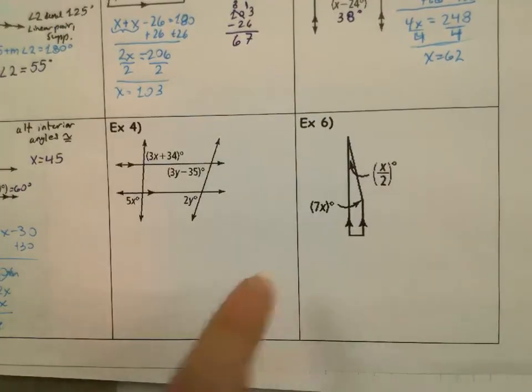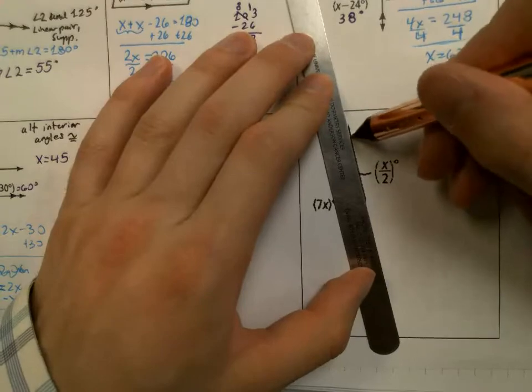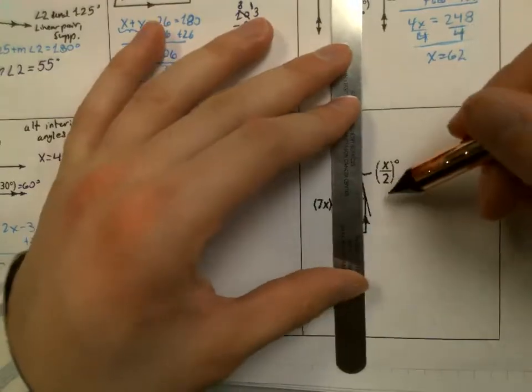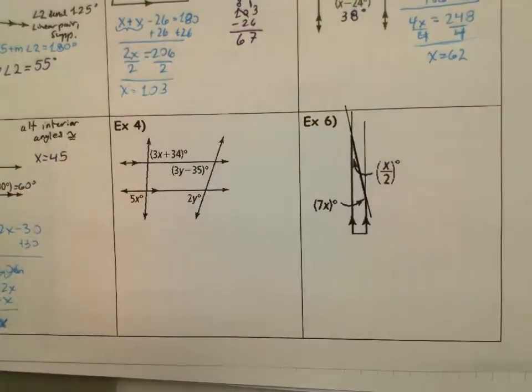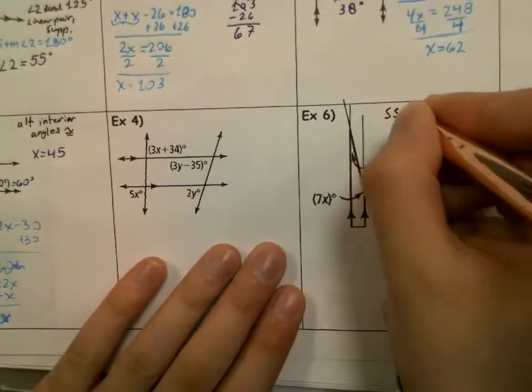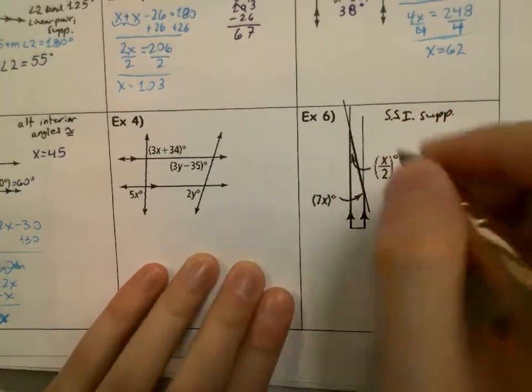Now, number 6, we have 2 parallel lines here, and we have angles 7x and x divided by 2. Now, here's the thing. If you need to expand this out, just because this isn't a full transversal line, and these don't keep going on and on forever, doesn't mean that they can't be used. If you add those little annotations on there, guess what? Same side interior, supplementary. SSI. Okay?